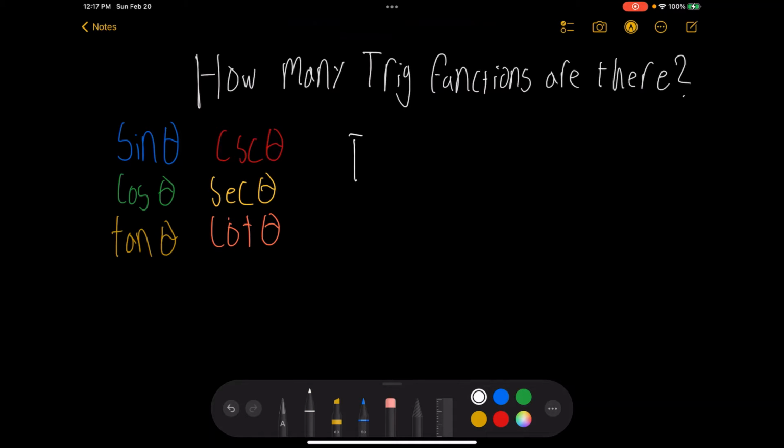But there are so many more of them, and it's okay if you don't know them. It's fine if you don't know them. You probably haven't even been taught so many of them.